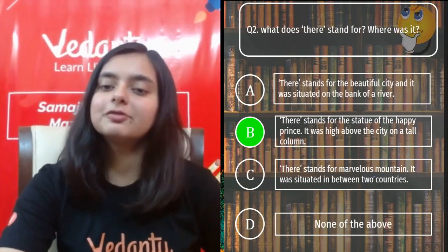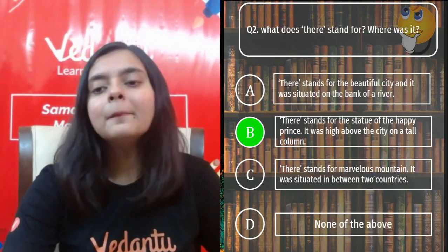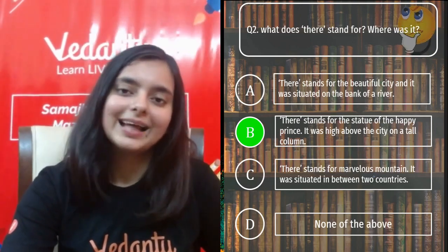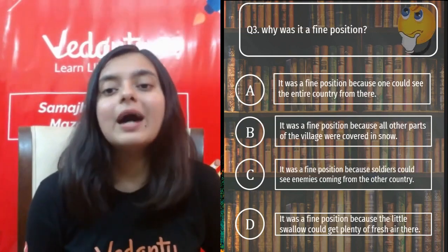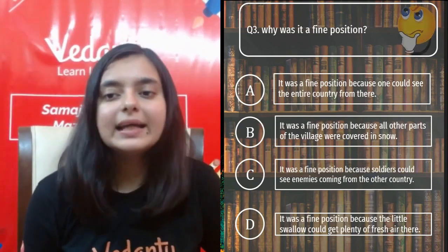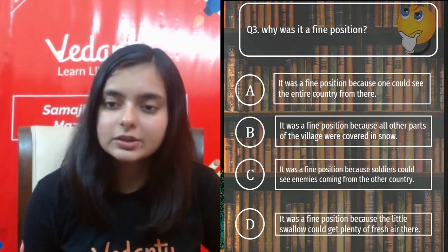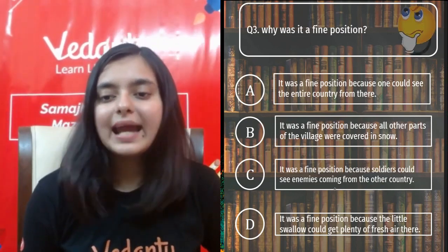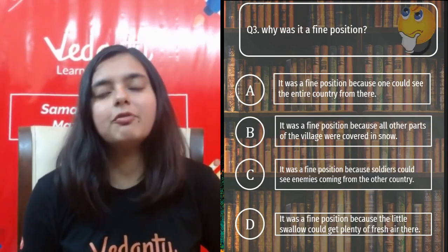Stands for the statue of the prince. It was high above the city on a tall column. Last MCQ question, guys. Why was it a fine position? Because one could see the entire country from there. Because all the parts of the village was covered in snow. Because soldiers could see enemies coming from the other country. Because the little swallow could get plenty of fresh air.